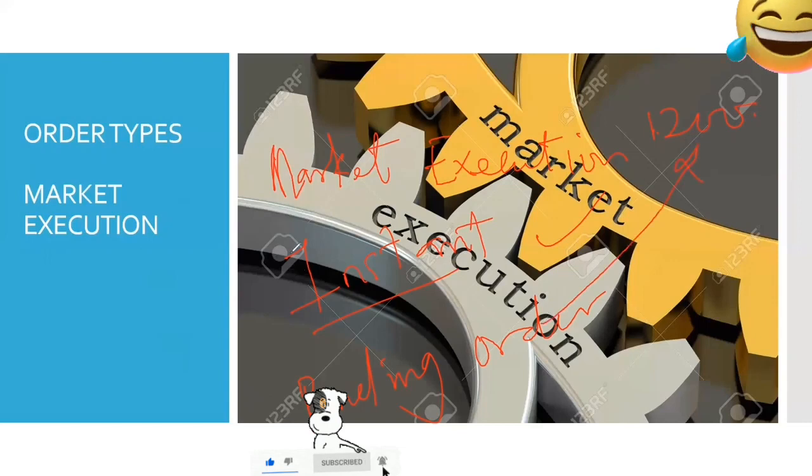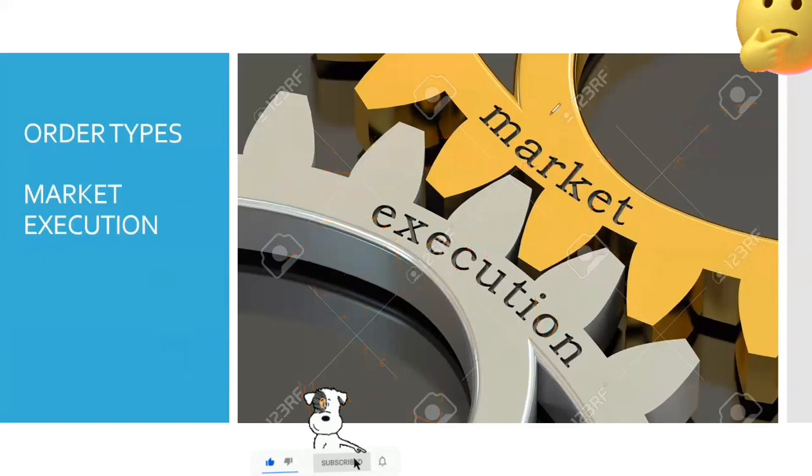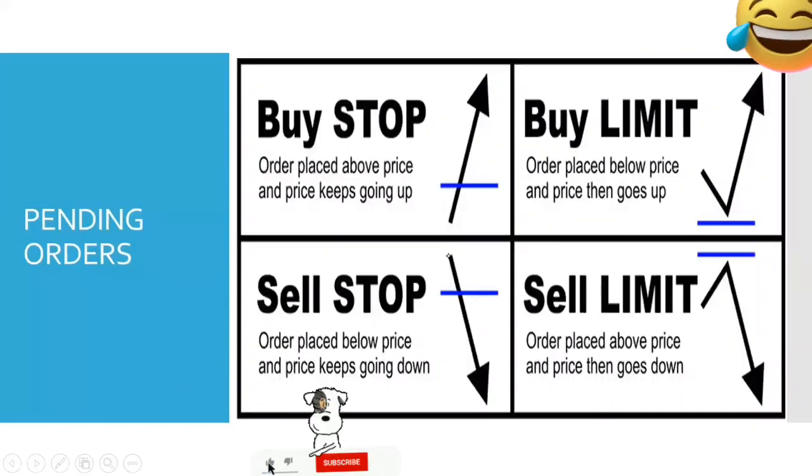That's what we call pending order. Whereas market execution or instant execution, the two of them can be used interchangeably, is when you want to join the market at that time. You don't have to wait. You join the market at the current price. All right, so now we have explained market execution. Now let me explain pending orders.